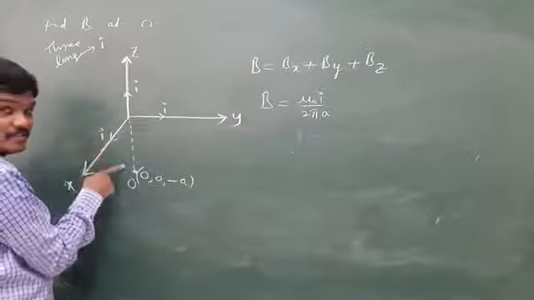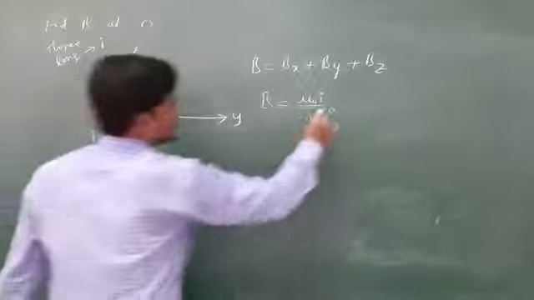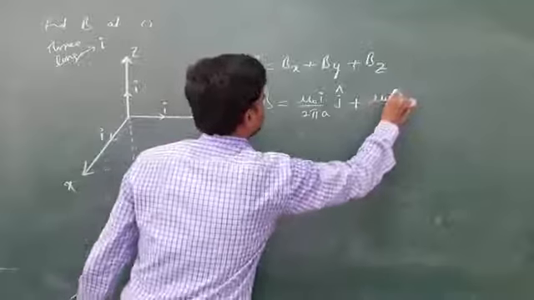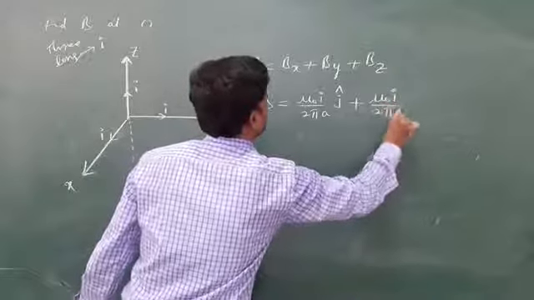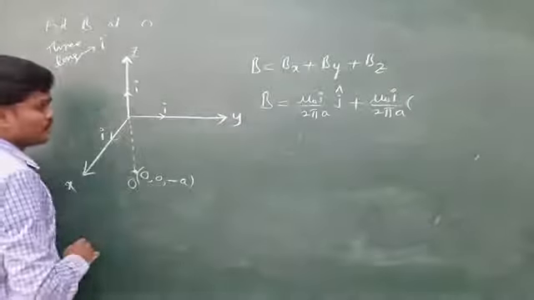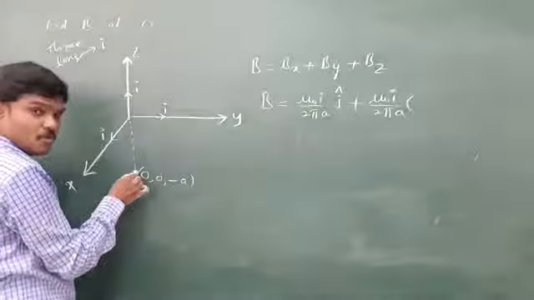xz means the field is along the y axis. So the field is along the y axis, meaning plus j cap, and by mu naught I by 2 pi a due to this wire current, we need to find the field at O.